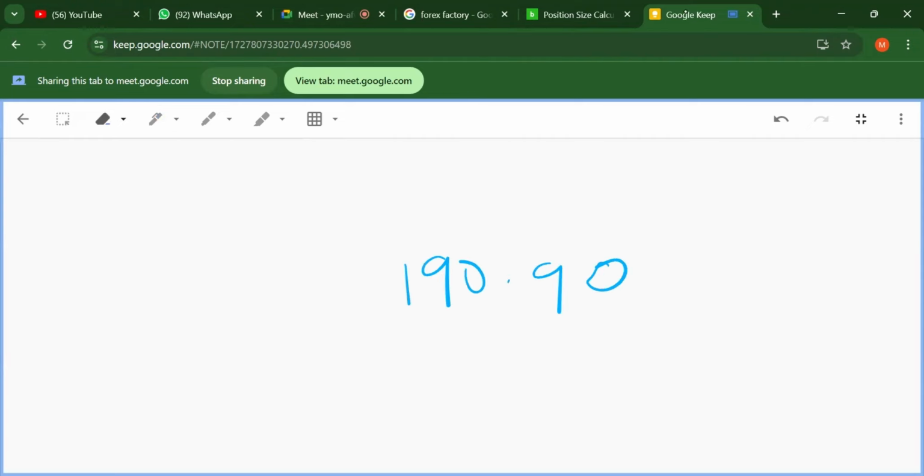I am selling, and I'm targeting today to make 50 pips profit. If the market goes down by 50 pips, I will make a profit of 50 pips. But if it goes against me, remember we are losing 10. I am willing to lose only 10 pips. So tell me, at what price point will I have my stop loss and at what price point will I have my profit?